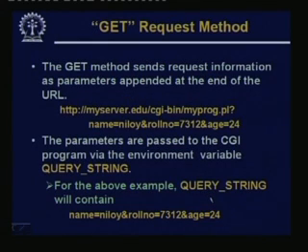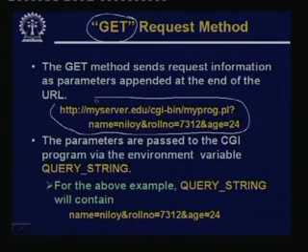Now, let us look at the detail of the get request method. The get request method sends request information as parameters appended at the end of the URL. So, if you have defined a form with method equal to get, you have filled up the form and submitted, exactly what goes to the server? In the first part, you have the URL of the server and the path of the CGI script program, which was there as part of the form definition from where you had clicked submit.